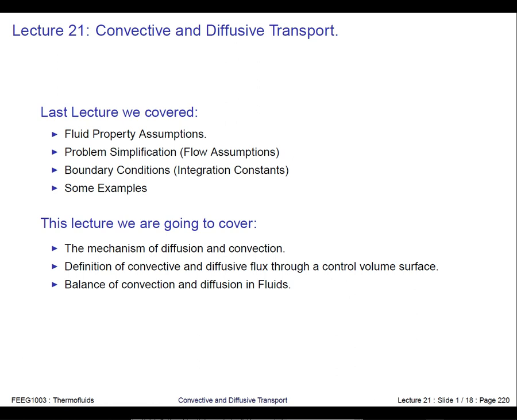Okay, so this is a two-part lecture. It's two lectures in one. So the first thing we're going to do today is we're going to think about what is convection and diffusion, define it, and come up with a simple convection diffusion equation. Okay, and then in the next lecture what we're going to do is we're going to understand what that equation gives us when we put some boundary conditions and some assumptions on it.